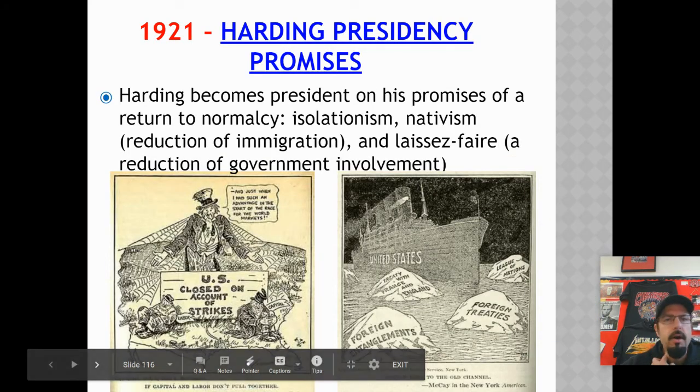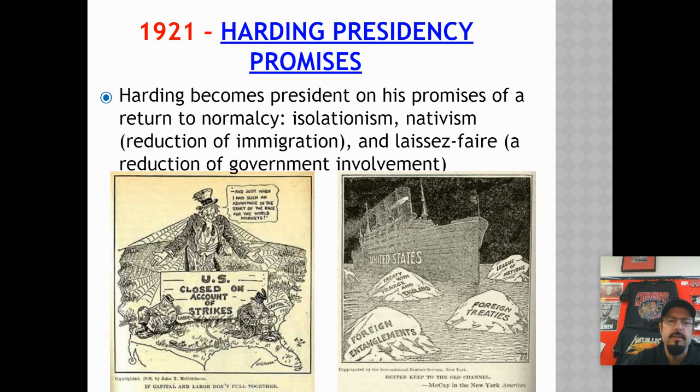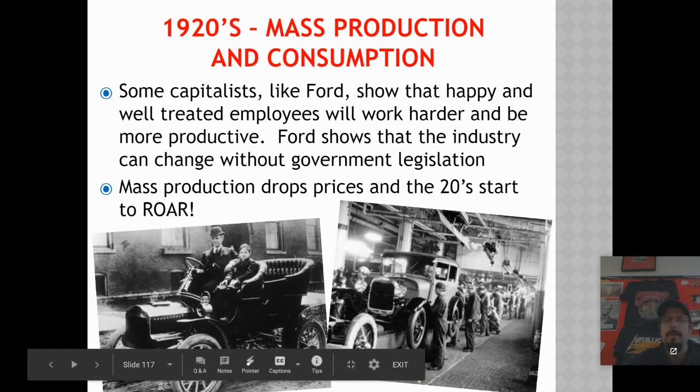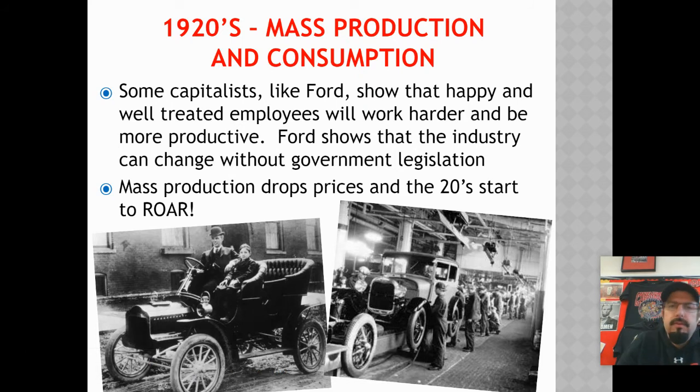Okay, like I said, Warren G. Harding, and then subsequent presidents promised a return to isolation, nativism, more laissez-faire principles. At this time, you think of the 1920s, the statement is the roaring 20s. Heavy mass production and consumption. Henry Ford, for example, it was kind of his heyday in the 1920s, producing items like the Model T Ford. Lots of mass production. The economy was booming in the 1920s.